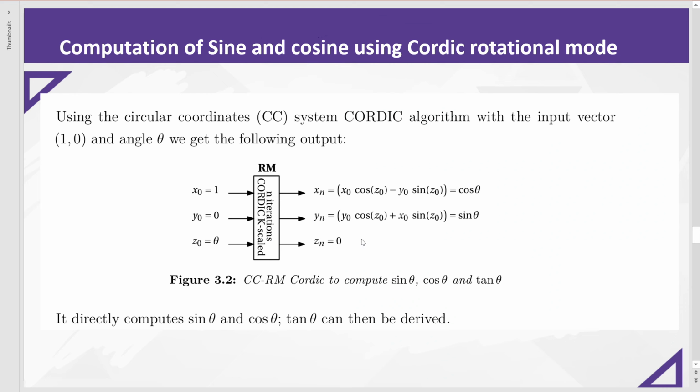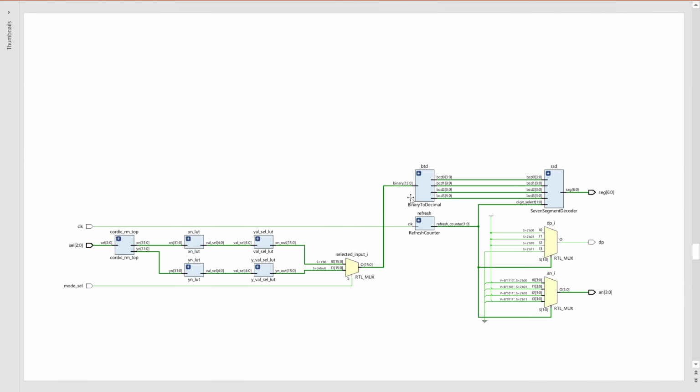So here's one trick. If you are giving x equal to 1, it will not come out as ideal values, because the scaling factor is also there. So we have to divide the final values by the scaling factor.